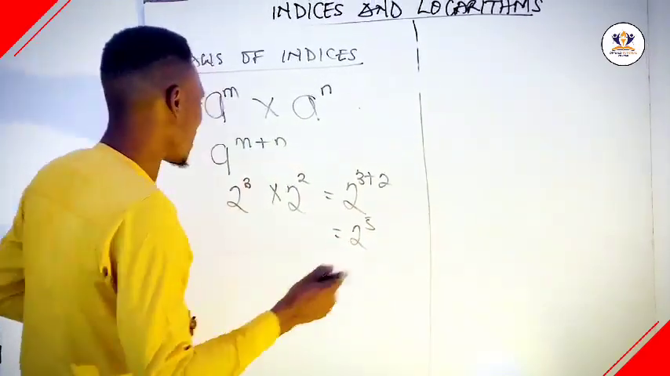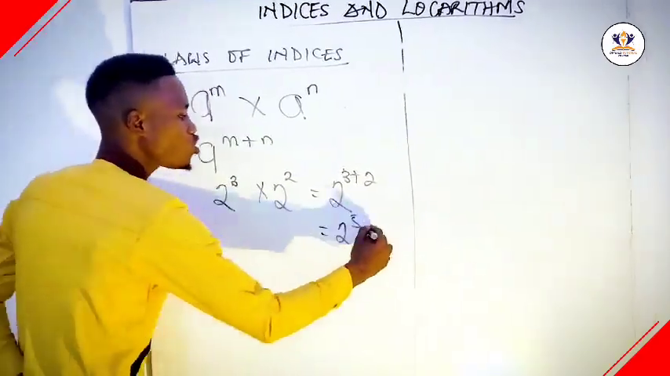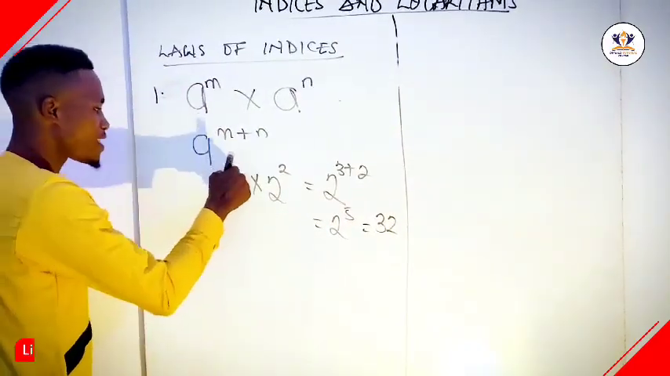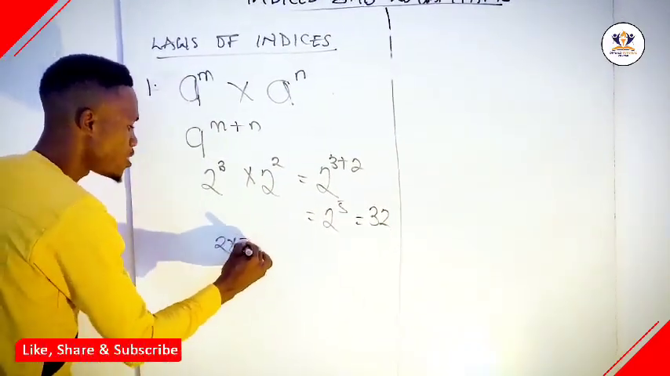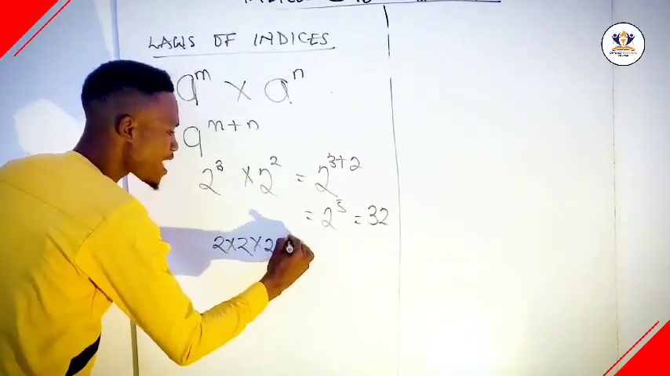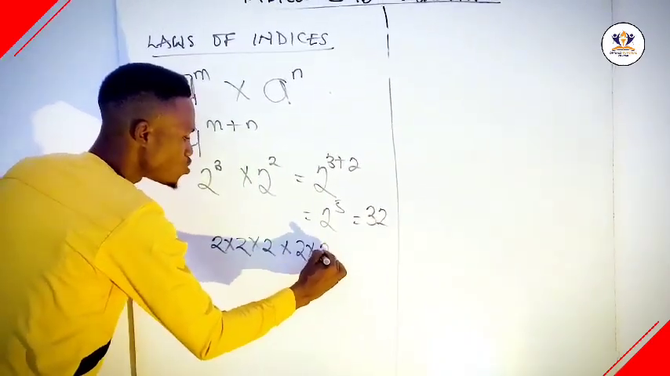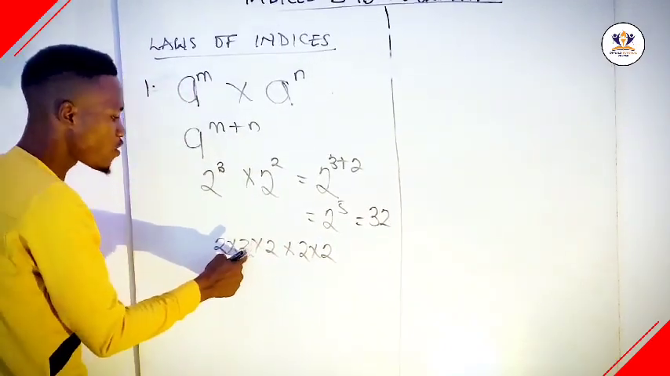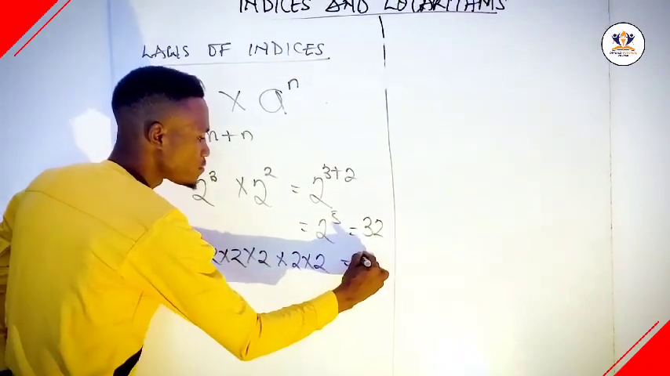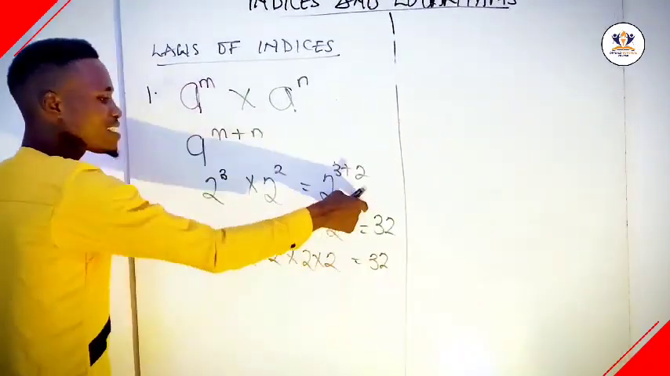Another person can decide to solve it this way: 2 raised to power 5 is 32. Another person will say 2 raised to power 3 is 2 times 2 times 2, and 2 raised to power 2 is 2 times 2. Now 2 times 2 is 4, 4 times 2 is 8, 8 times 2 is 16, 16 times 2 is 32. It's still the same thing.